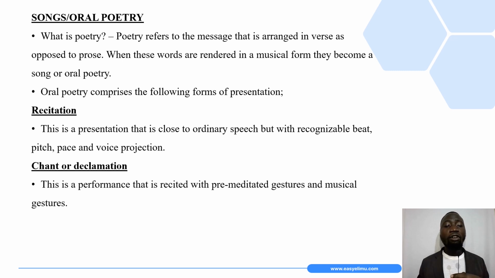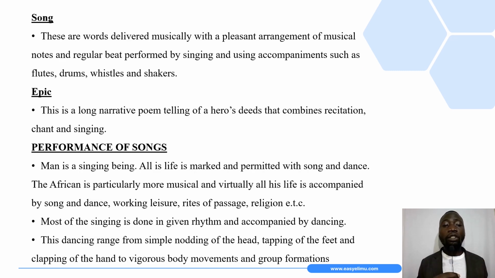The next form of presentation that we have in oral poetry is songs. When we talk about songs in oral poetry, we are referring to words delivered musically with a pleasant arrangement of musical notes and regular beat, performed by singing and using accompaniments such as flutes, drums, whistles, and shakers. There are a number of musical accompaniments that we have apart from the examples that we have given.